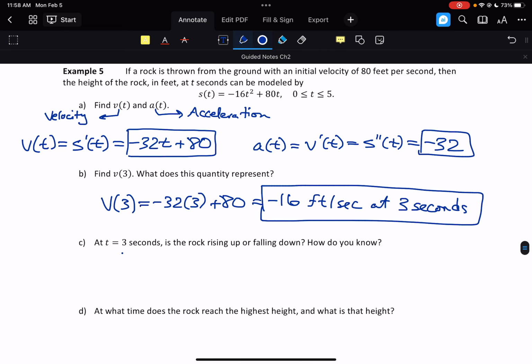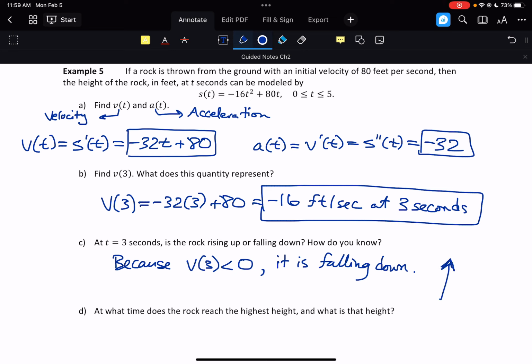At 3 seconds, is the rock rising up or falling down? That's what we were just talking about here. Because v of 3 is negative, it is falling down. Because if it gets thrown up, positive velocity would push it forward like this and up, but then coming back down, now the velocity is negative, it's coming back down to Earth again.